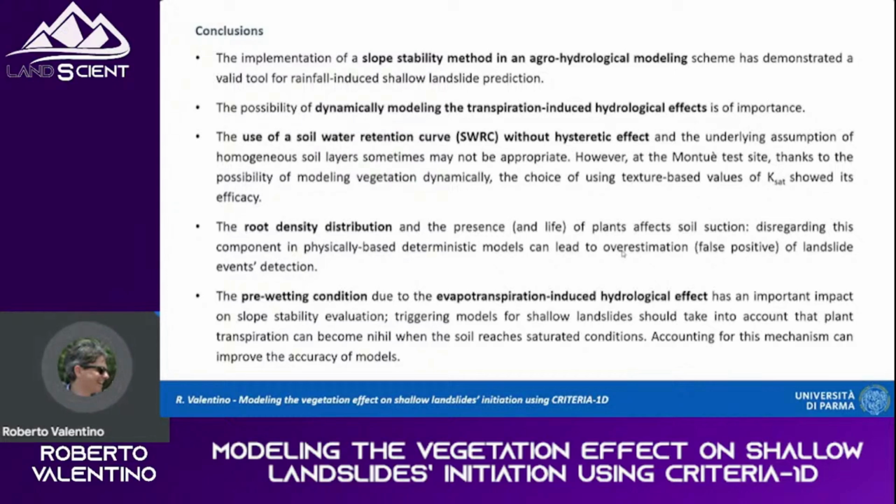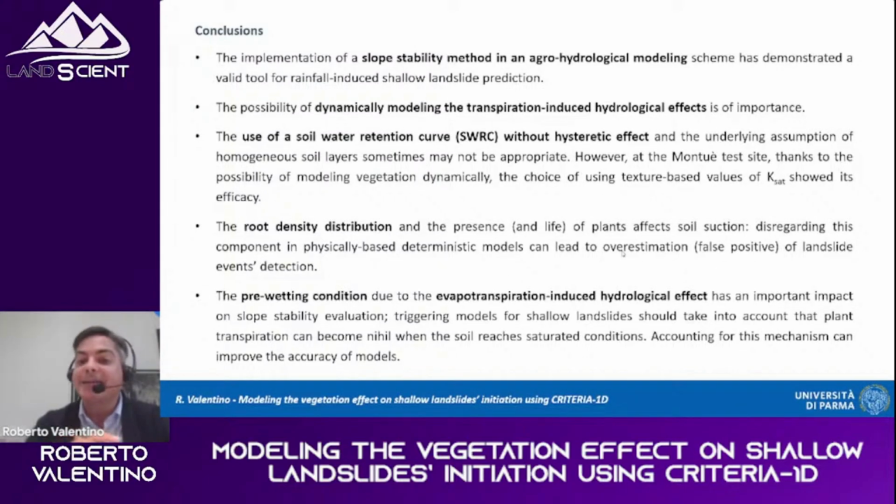Moreover, the root density distribution and the presence and even the life of plants affect, of course, soil suction. We can say that disregarding this component in physically based deterministic models can lead to overestimation. It means a false positive of landslide event detection. Moreover, the pre-wetting condition due to the evapotranspiration-induced hydrological effect has an important impact on slope stability evaluation. The triggering models for shallow landslides should take into account that plant transpiration can become even nil when the soil reaches saturated conditions. Accounting for this mechanism can improve the accuracy of models.